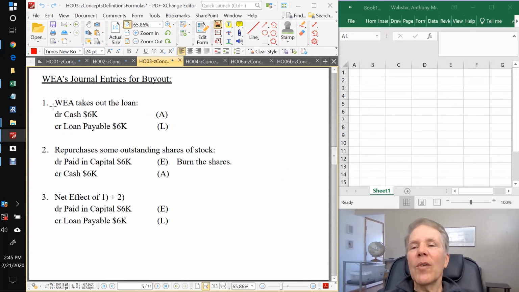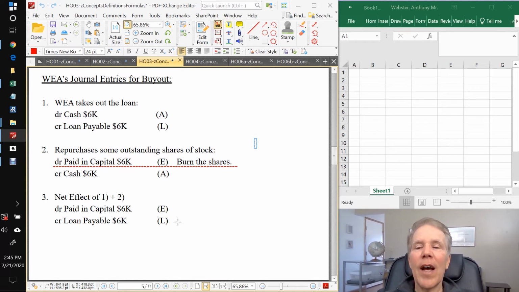Okay, and so we saw the journal entries for this. You take out the loan, you get the cash, but now you have a new liability, and then you buy back some of the owner's shares, and that's of course paid in capital. You live by the paid in capital, you die by the paid in capital, and paid in capital is part of equity, right? Okay, and then the cash goes out the door to pay that owner to get their shares.